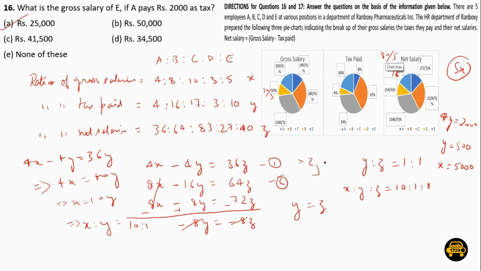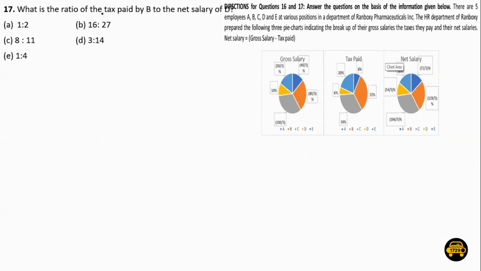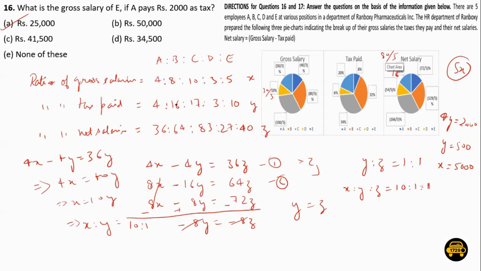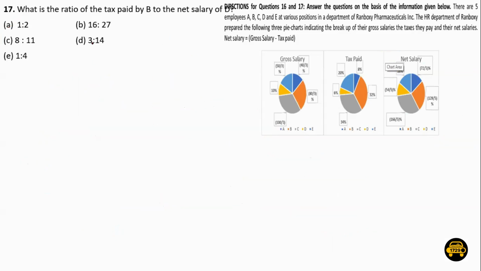All right. Moving on to the next question. The ratio of tax paid by B to net salary of D. We know tax paid by B is equal to 16Y. We'll write it here. And net salary of D is equal to 27Z. Now Y and Z are equal, we'll cancel it out. So the answer will directly come out to be 16:27.